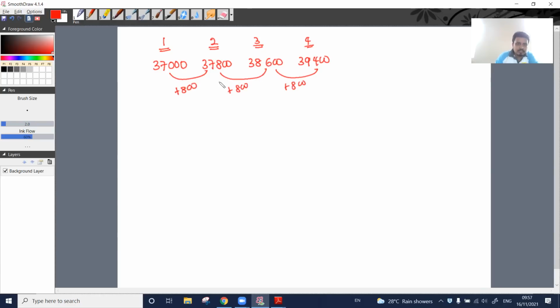So what is this? This is a common difference, the D value. If there is a common difference, then it should be an arithmetic progression.